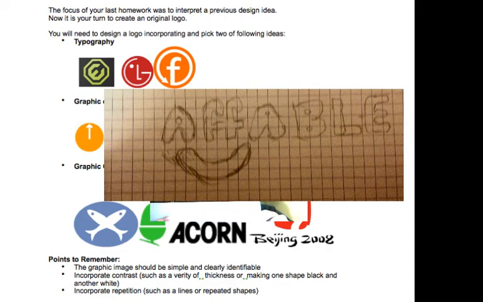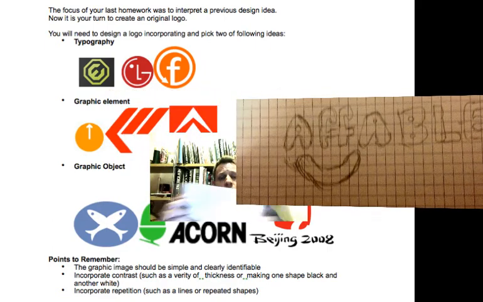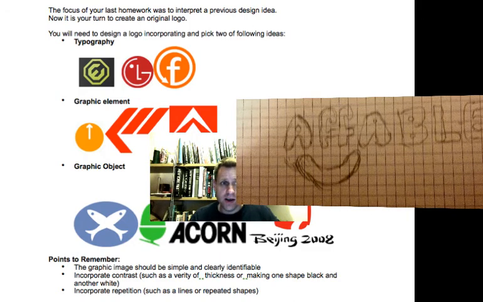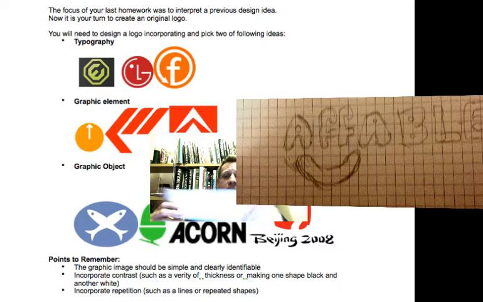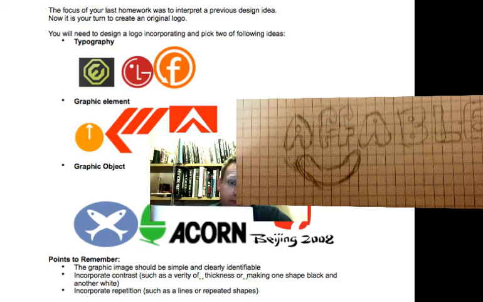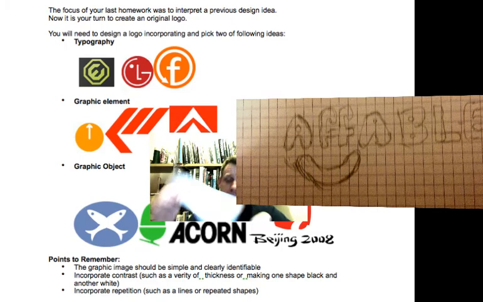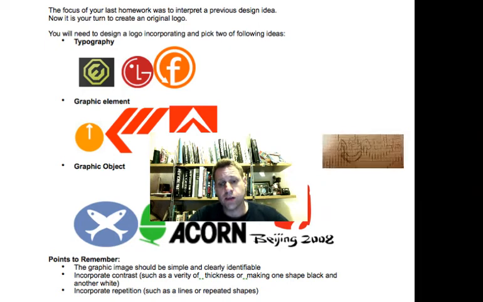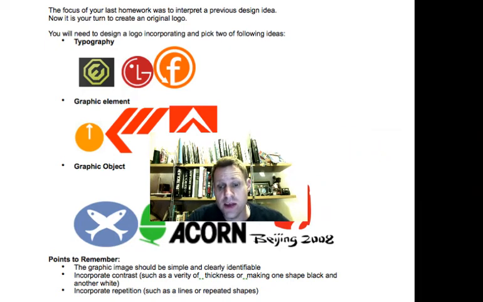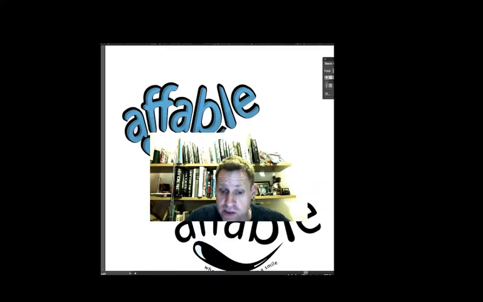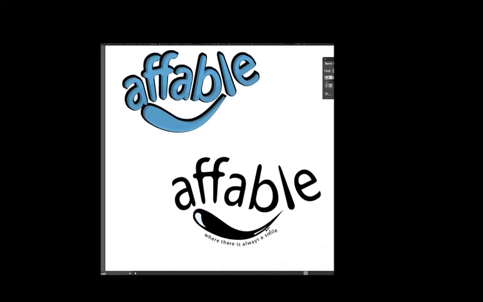Here it is, affable. Right? Affable, I thought, would be a fun word to describe myself. And as you can see, I've added a graphic element, which is the smile, to incorporate the word, and my ligature, which is with the two F's. So let's take a look to see what you will finally do in Illustrator after you have your sketches. So here's my affable.